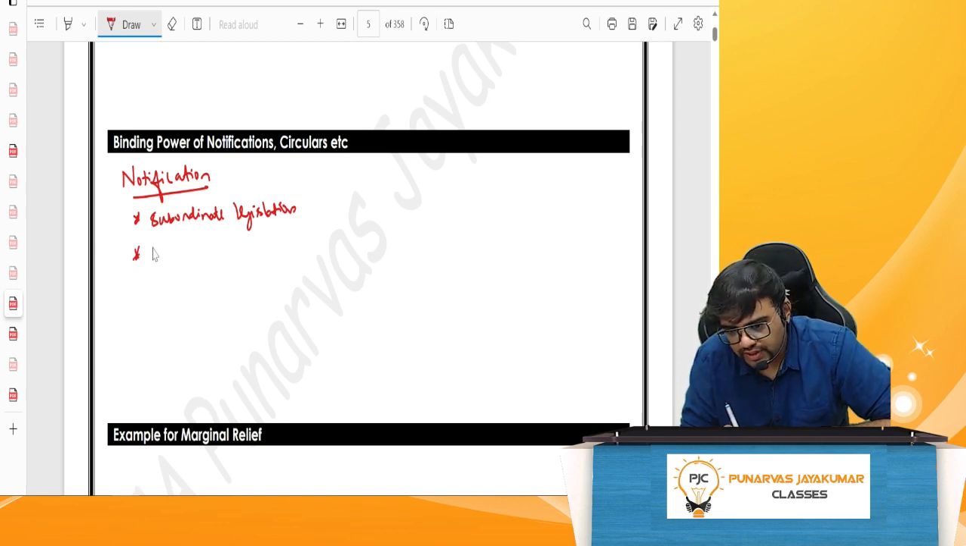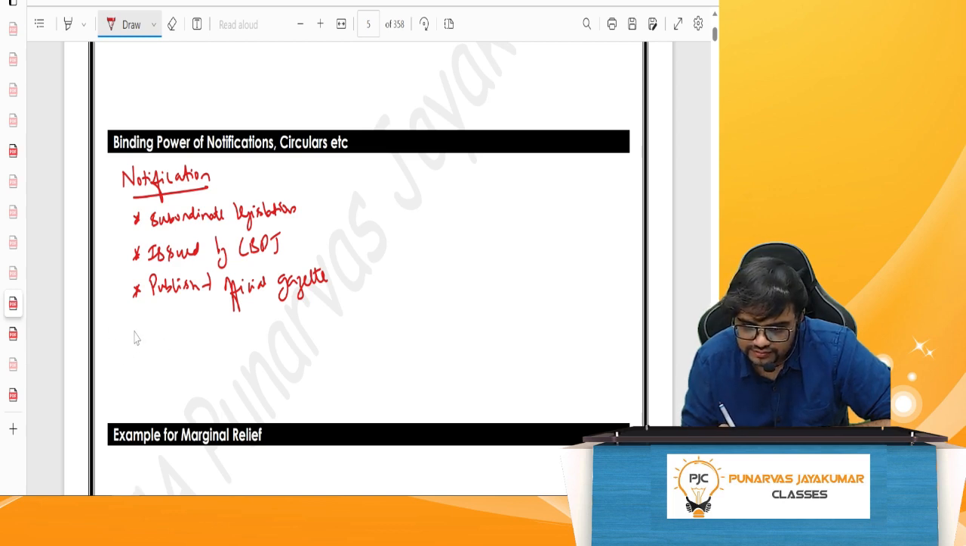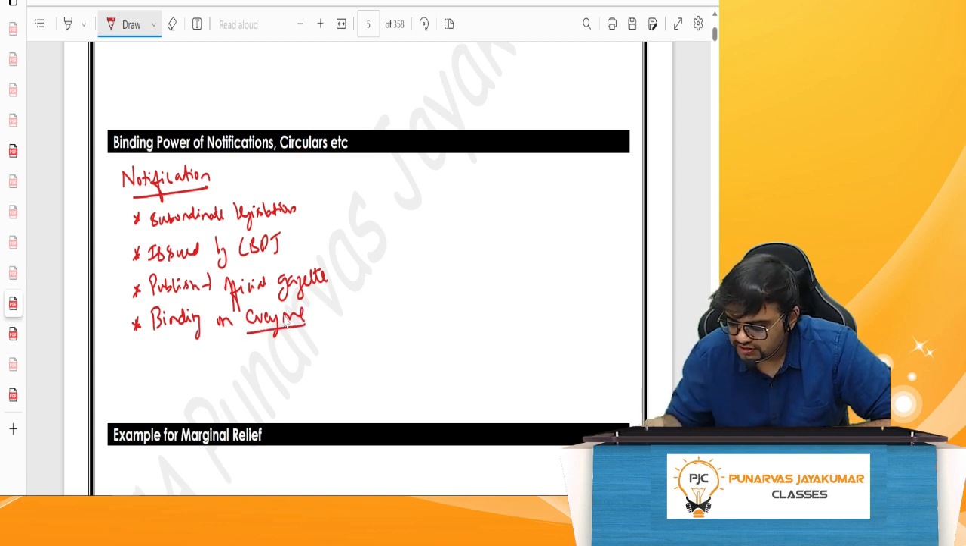It is issued by CBDT, the Central Board of Direct Taxes. How will they do it? They will publish it where? In the official gazette. Now, is it binding on every single person? Yes, binding on all. It is binding on everyone. No second thought about it. It is binding on every single person.